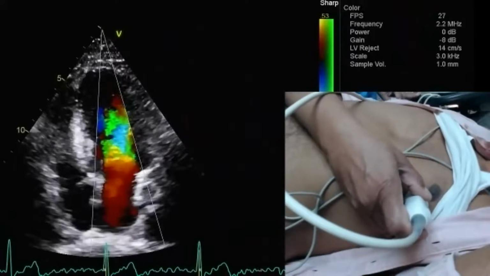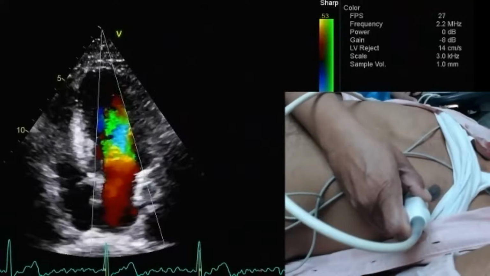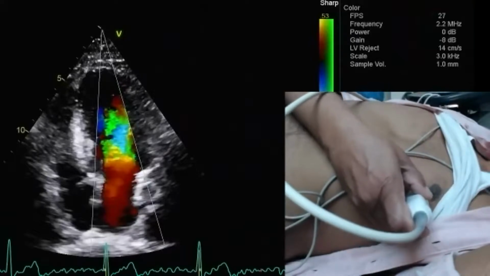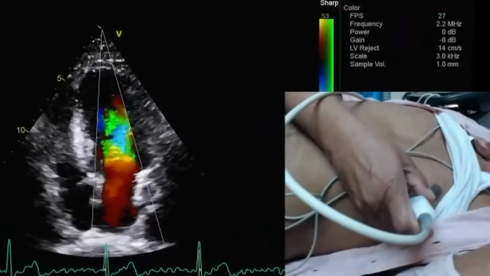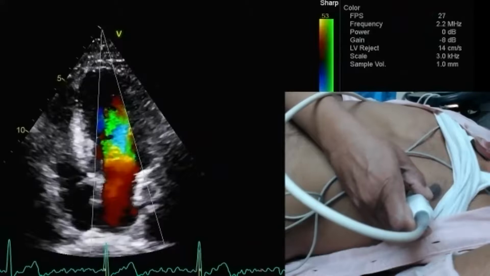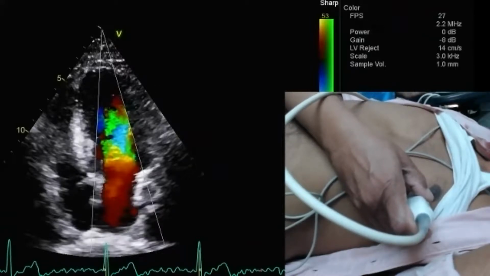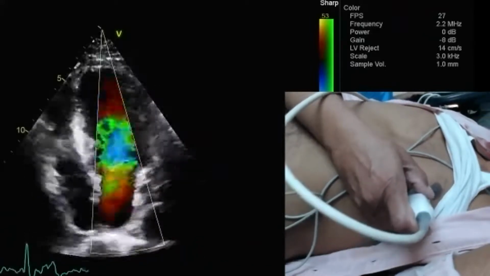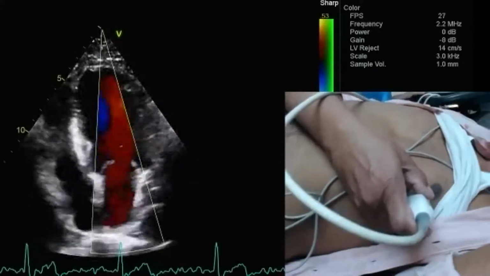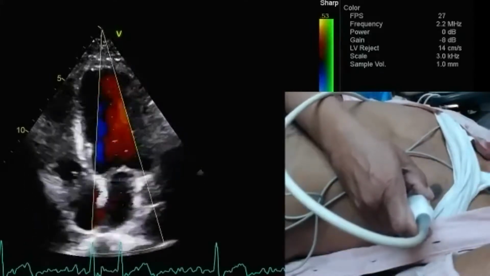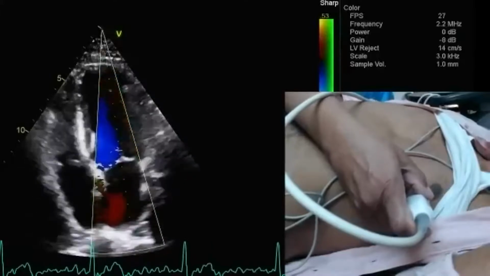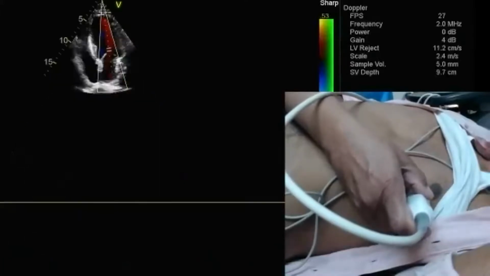And then you can see the blue color in between also. Good. So you can see the aliasing with this over here, but this aliasing is whether it's physiological or pathological. So what I'm going to do is I'm putting my pulse wave Doppler spectrum pattern.